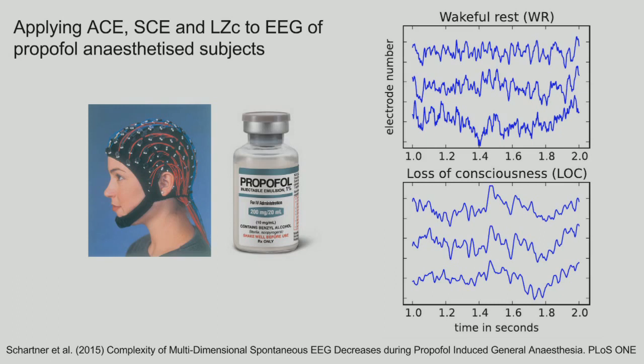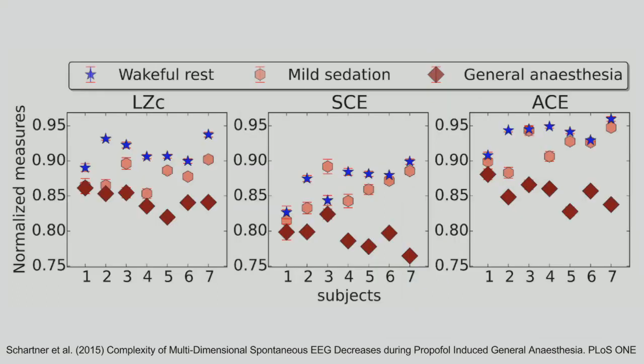We applied these measures as well to data, for instance to EEG data on propofol-anesthetized healthy subjects. You see already, if you just look at the time series, that it looks a bit more random and more diverse. If you compare the spectrum, you get more low waves in the anesthetized case as opposed to the wakeful rest case. And it works quite well. For all subjects, the blue dots are the scores for our three complexity measures for wakeful rest, and these dark red diamonds represent their scores for general anesthesia.